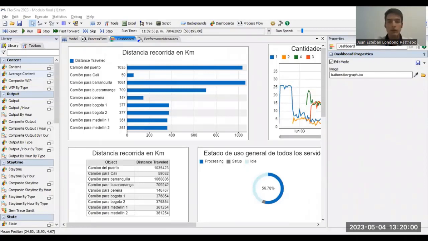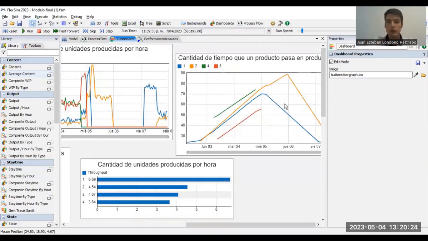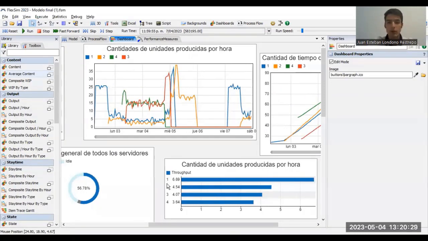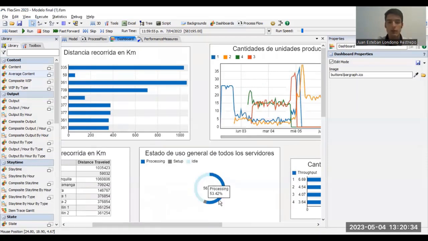The main data we collected from the simulation was the distance traveled in kilometers. The 2 highest values were the truck from the port at 1,035 kilometers and the truck to Barranquilla at 1,061 kilometers. In the chart here, we can see all the data: the amount of units produced by hour, the amount of time each product spent in production by type, the amount of units produced by hour and sorted by type, and the general state of all the servers. It was 53.42% in the processing state.